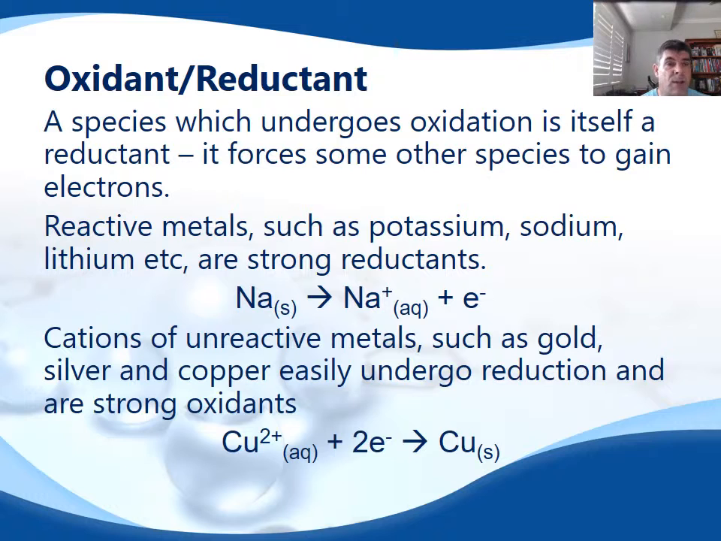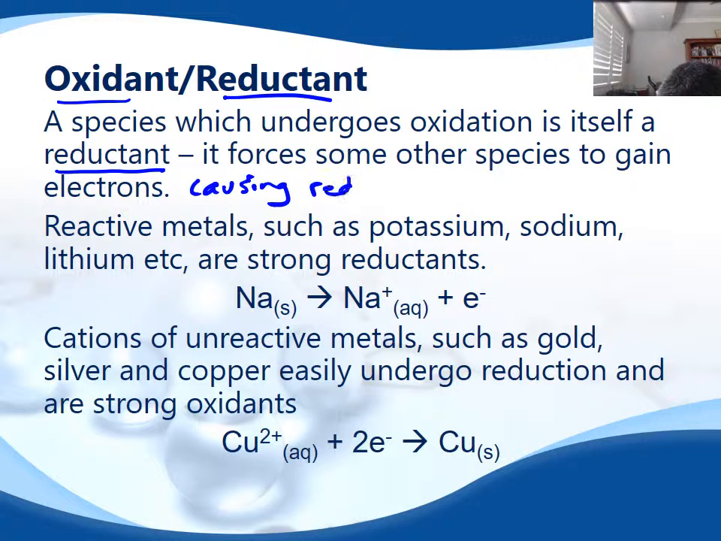Just a little bit of terminology to finish off, and I know this has been a longer video than usual, so let's just wrap things up now. 2 terms that may come up in your questions or in your readings are the terms oxidant and reductant. The species which undergoes oxidation is itself a reductant. That is because if it's undergoing oxidation, if it's losing electrons, it is able to donate them to something else. That is, force some other species to gain the electrons. So it is causing reduction.